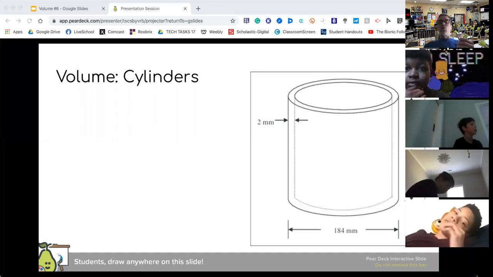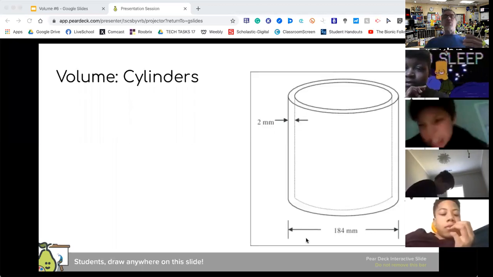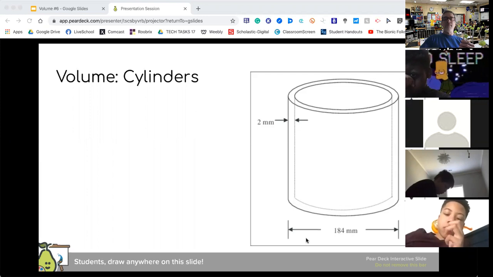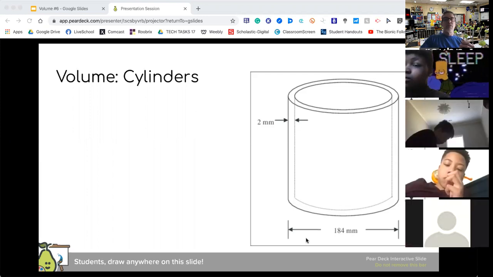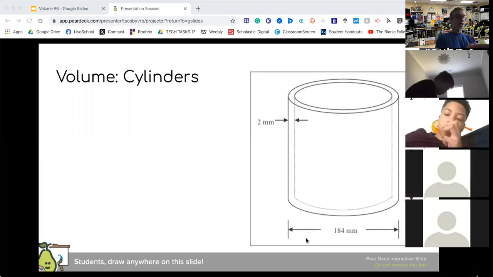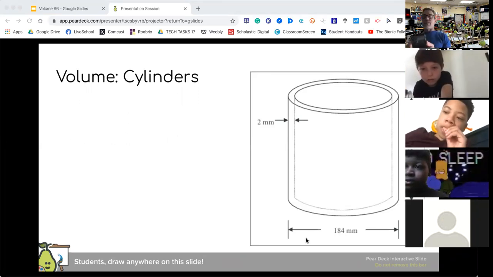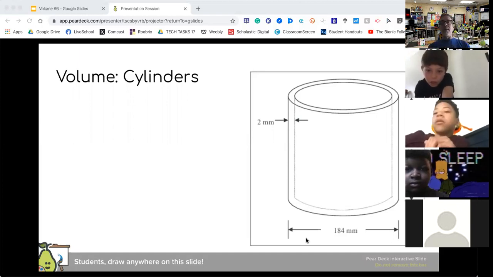So we need the 125 millimeters. What do we need with the 184 millimeters? What needs to be done with that? Half? Yep, half. So what's half of 184? We need that. And then once you get that, multiply that times itself, times pi, times 125. So you're going to have a really big number this time.